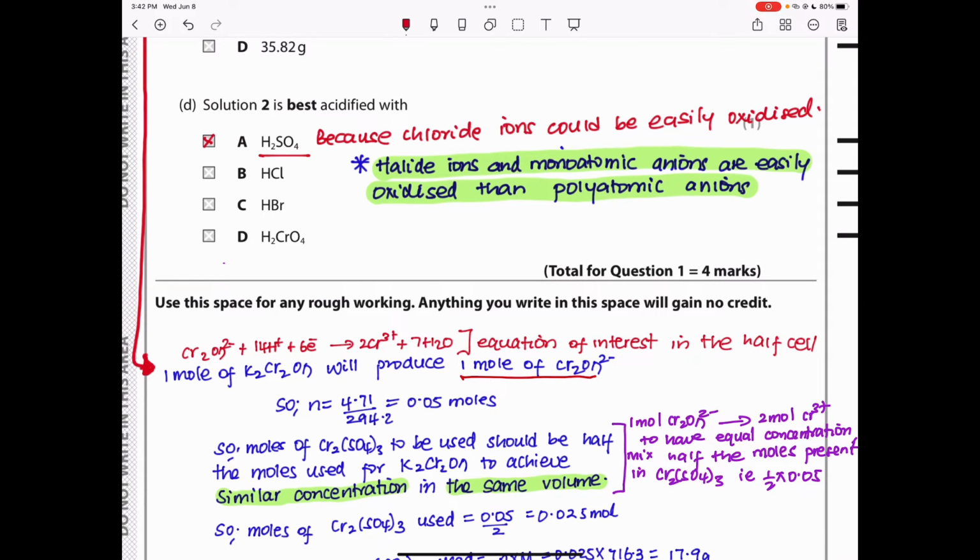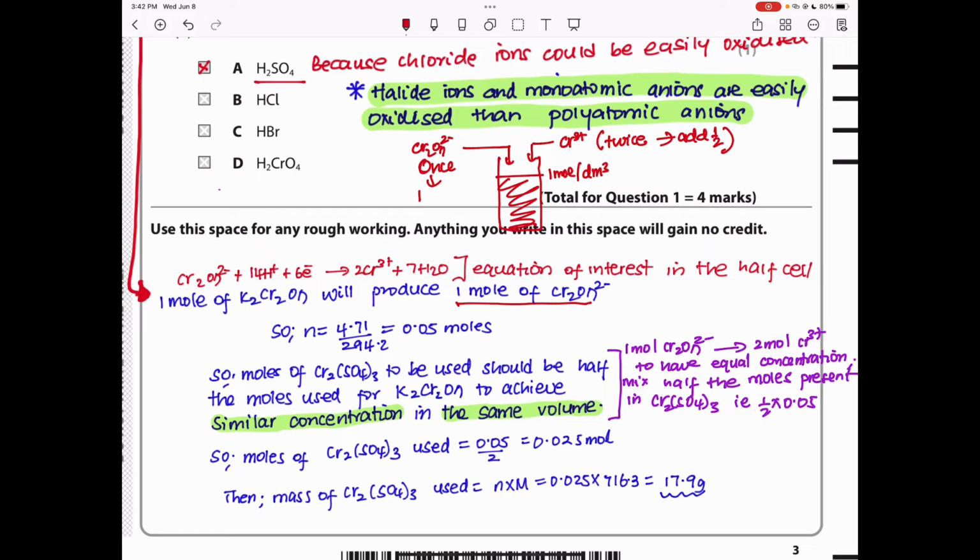Let me give an example by drawing something. If we have a solution, maybe 1 mole per decimeter cubed, and our final aim is to have exactly the same concentration of each, so we put in Cr2O7 2-, this is dichromate, and then we are supposed to put in chromium 3+. Now because this produces twice, we should add half of it in order to have 1 as similar to this. This just produces once, so add 1 instead of adding a half, so that in the end we have similar concentration of the 2. I don't know if that makes sense. That is what I try to explain here in words.